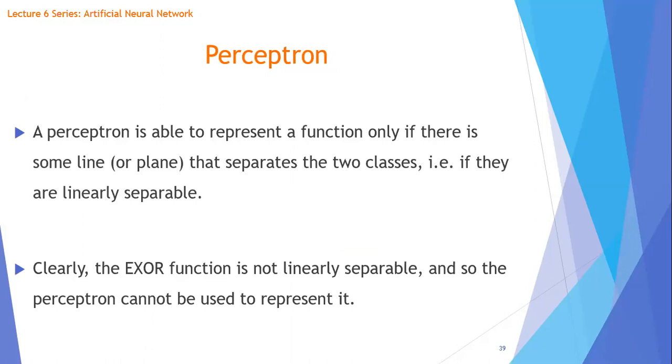Okay, so like we said, a perceptron is able to represent a function only if there is some line or plane that separates the two classes. That is, if they are linearly separable. We've said line for 2D, a plane for 3D, but when you come to 4D, it's difficult to see what type of geometry that is, what type of decision boundary you're getting, but definitely it's a product of X1 and W1, and then you're simply comparing to your threshold theta. So this becomes a linearly separable problem. So clearly the XOR function was not linearly separable. This is why we are saying we cannot use the perceptron to represent it.